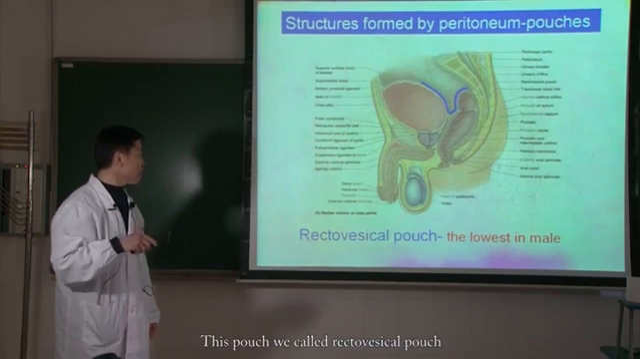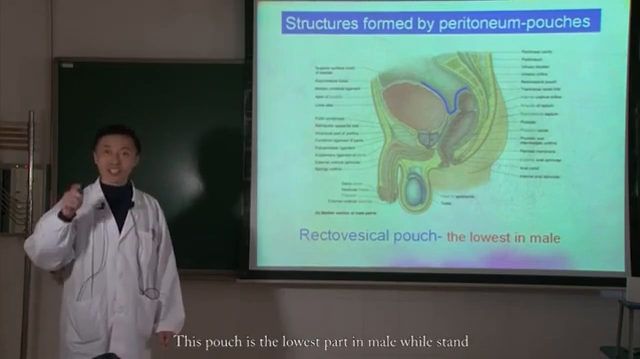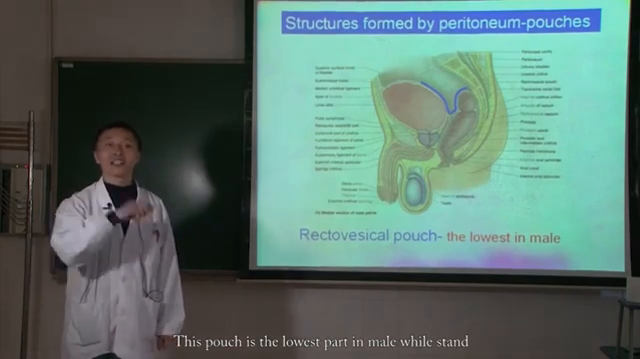But in the male, there is only one pouch. This pouch we call the rectovesical pouch. This pouch is the lowest part in the male when standing.